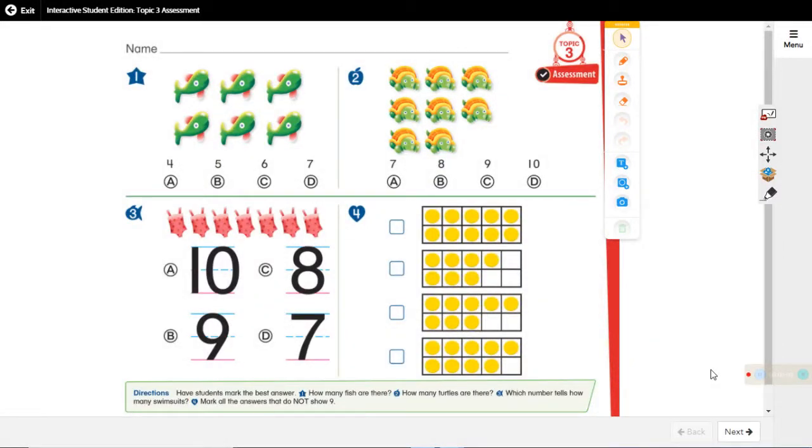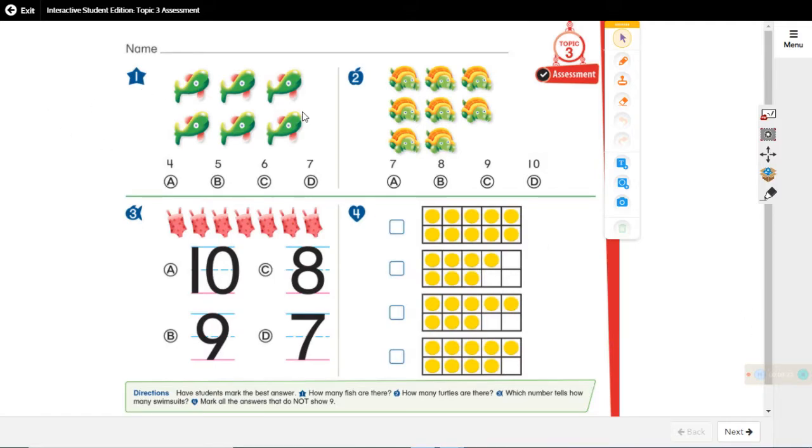This is your Topic 3 assessment. Now, this is very much like the test we will be taking a couple of days after we actually come back to the physical school building. So, you need to try your best on this and get used to how we're doing this.